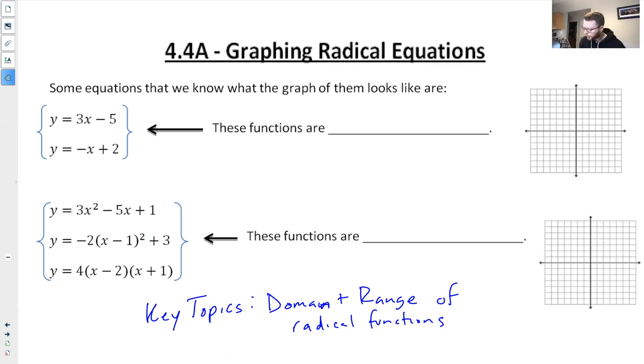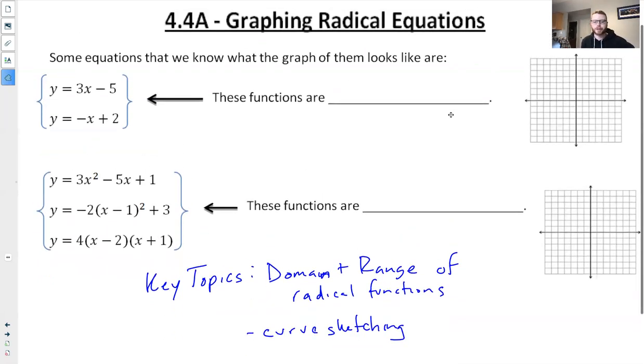We're going to talk about domain and range of radical functions, and we're also going to do some curve sketching with a lot of help from our calculator. We will use the tools that we have available to us on assessments to make our lives a little bit easier.